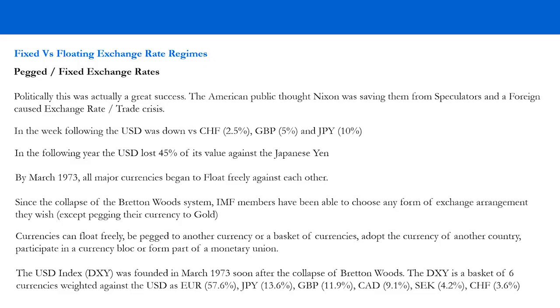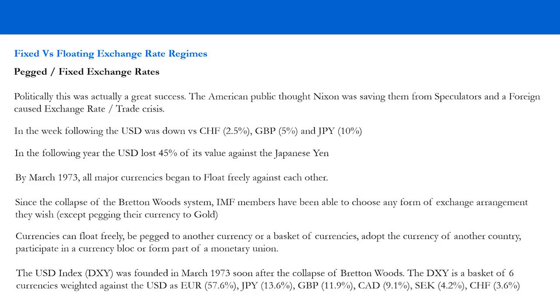Since the collapse of the Bretton Woods system, the IMF members have basically been able to choose any form of exchange rate arrangement that they wish to have, well, except pegging their currency to gold. So currencies now can basically float freely, can be pegged to another currency or basket of currencies, or adopt the currency of another country. Countries can also participate in a currency bloc or form part of a monetary union, such as the euro, for example.